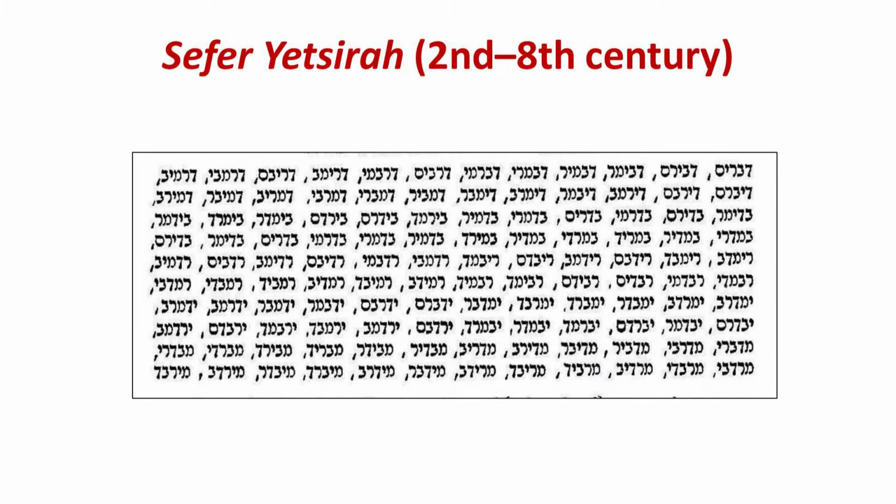Yet another example is a medieval commentary on a sacred Jewish text, the Sefer Yetsirah, Book of Creation. No one really knows when it was compiled. The dates 2nd to 8th century don't seem very accurate, but that's all we know. And we'll meet it again later. But this diagram here shows the 5 factorial, 120, permutations of 5 Hebrew symbols.